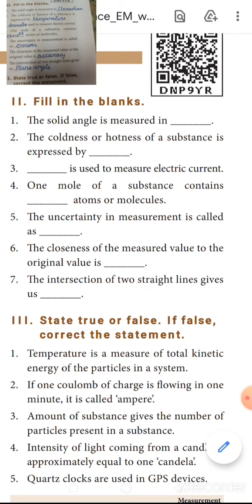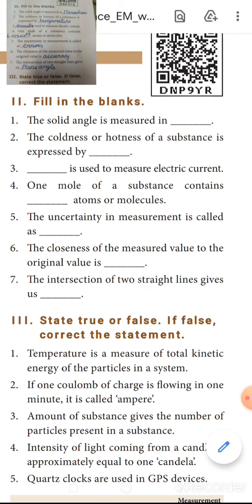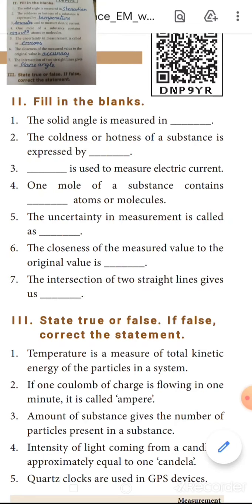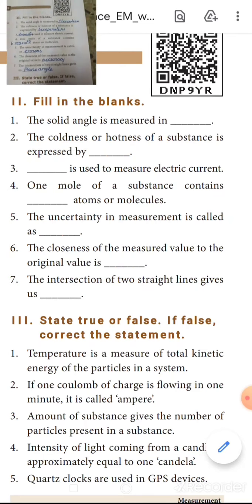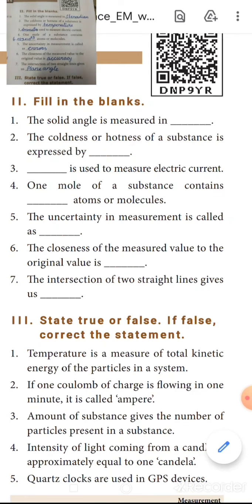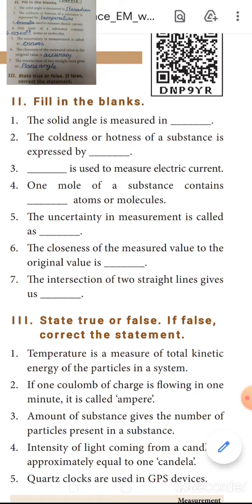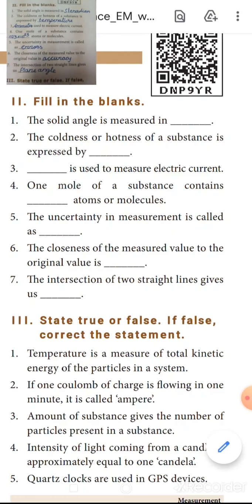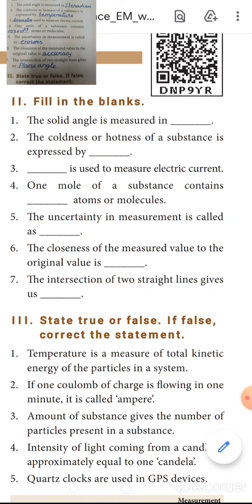The first one, the solid angle is measured in steradian. The coldness or hotness of a substance is expressed by temperature. Then the third one, an ammeter is used to measure electric current. Then 1 mole of substance contains dash atoms or molecules. The Avogadro number, 6.023 into 10 power 23. Then the seventh one, the intersection of two straight lines gives us plane angle.